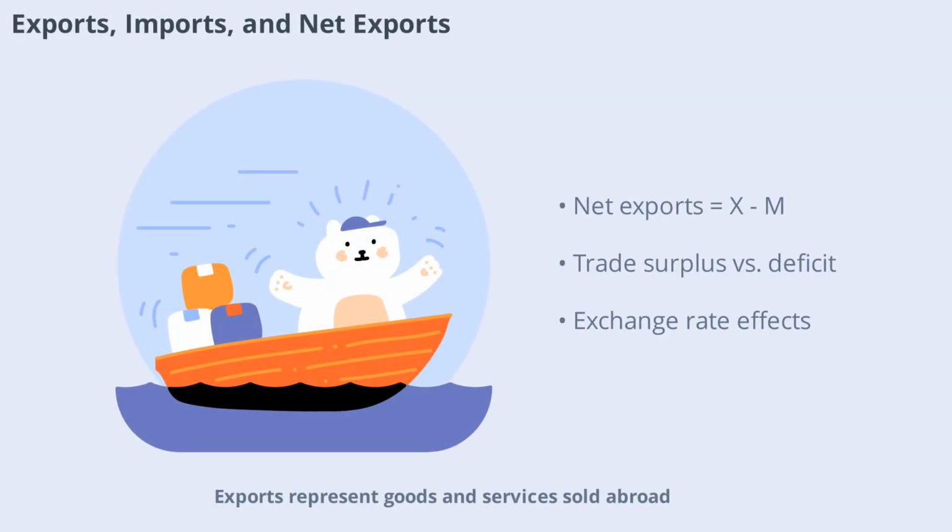Exports represent goods and services sold abroad, while imports are those bought from other countries. Net exports, X minus M, can be positive or negative, affecting aggregate demand. A trade surplus, X minus M positive, boosts output while a deficit reduces it. Factors like exchange rates, foreign income, and domestic competitiveness influence trade balances and consequently economic growth.